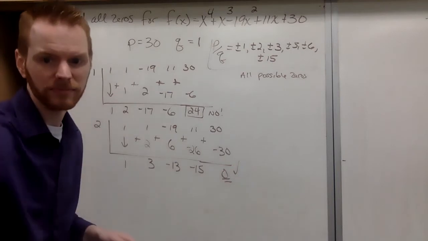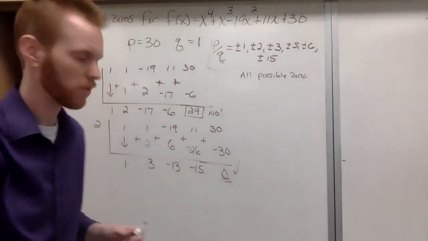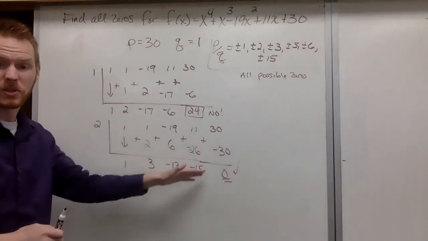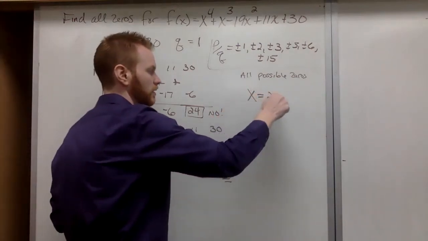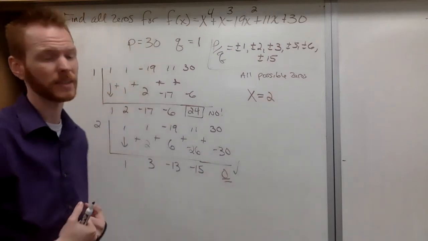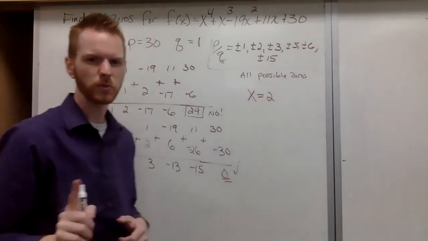So, looking at this, yeah, we're still recording, sorry. Looking at this, it's 0. That means 2 is a solution. Awesome, we got something. How many total solutions will this guy have?